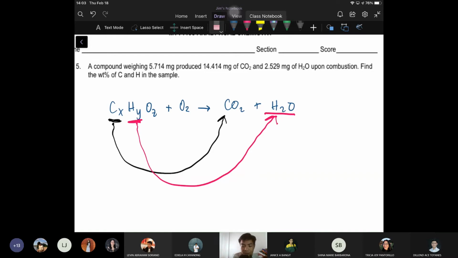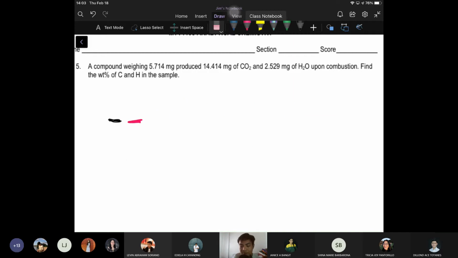Okay. So, now let's try. Let's erase this. Number 5. A compound weighing 5.714 milligrams produced 14.414 milligrams of carbon dioxide and 2.529 milligrams of water upon combustion. Find the percent weight of carbon and hydrogen in the sample.